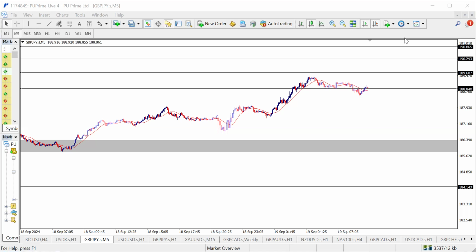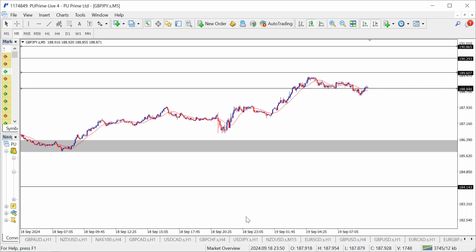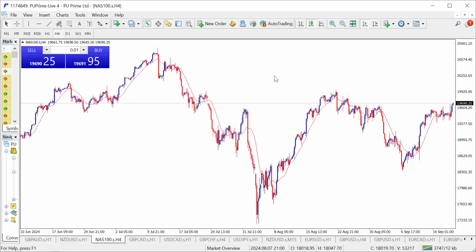Okay, so let's look at NASDAQ. Yesterday, a signal was dropped on NASDAQ. Before the news, it took us out and continued its direction. NAS 100. Okay, NASDAQ is bullish. We'll continue.